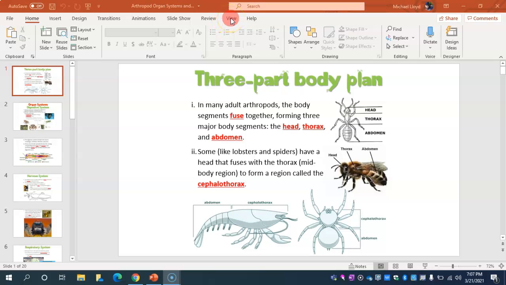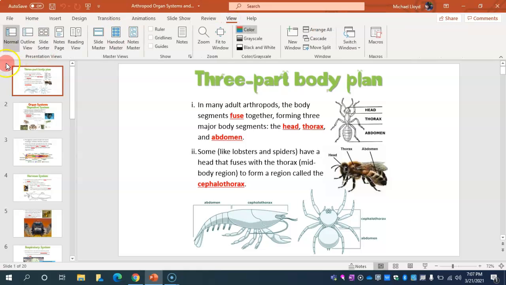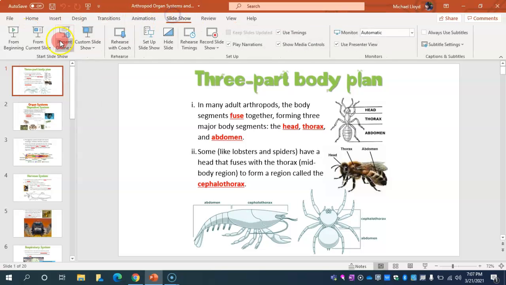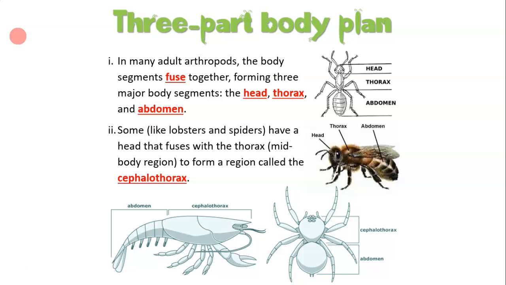Hey everybody. Let's chat a little bit about the anatomy of arthropods. I like learning about this stuff because arthropods are something that we see all over the place, and since you see them all over the place, it's kind of nice to know a little bit about them. So let's get going. Now, arthropods in general have a three-part body plan: a head, a thorax, and an abdomen.